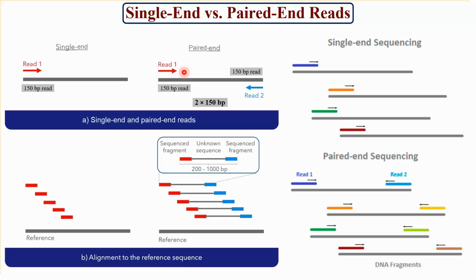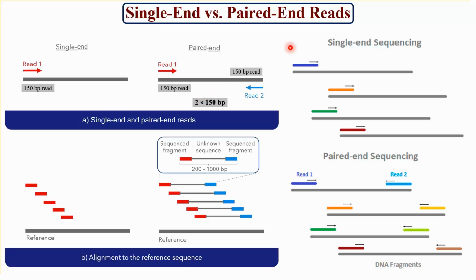This means both reads are coming from the same fragment but from opposite directions. This provides two complementary reads for the same DNA fragment. For example, read 1 is 150 base pairs here, and read 2 is also 150 base pairs here. This is written like this, that is 2 x 150 base pairs. And this extra information is powerful. It improves alignment accuracy, helps resolve repetitive regions, and increases confidence in genome mapping.